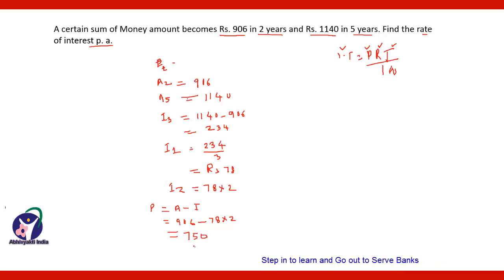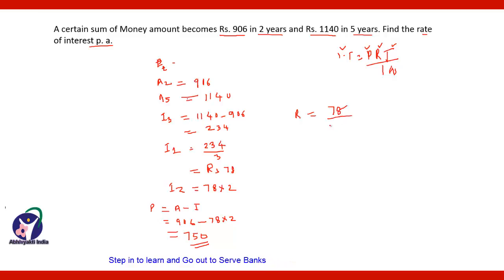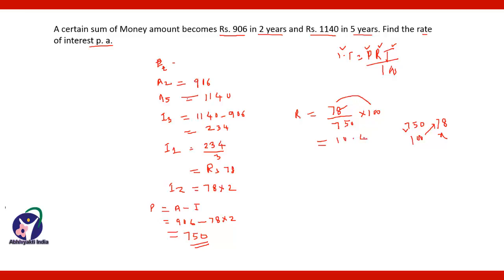So the principal amount is 750 rupees, and we have to find the rate. So rate will be equal to 78 divided by principal, that is 750, multiplied by 100. It is just like: for 750 rupees the interest is 78 rupees, so for 100 rupees the interest will be how much? We multiply by the second and divide by the first one. So 78 into 100 divided by 750, and you get 10.4%. So the rate of interest in the given case is 10.4%.